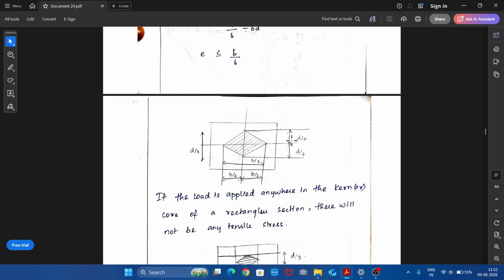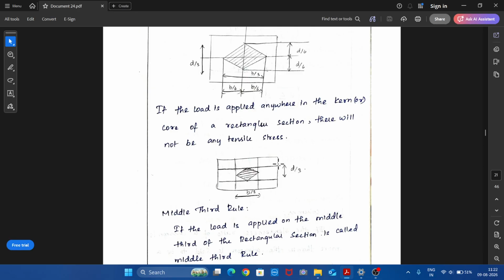So here if you mark, say this is d by 6, d by 6, and this is b by 6, b by 6. Therefore, this is the width of the core. The width of the core will be equal to b by 6 plus b by 6. Therefore, it will be b by 3. And the depth of this core will be d by 6 plus d by 6, which is d by 3. So, if the load is applied anywhere in the kern or core of a rectangular section, there will not be any tensile stress.